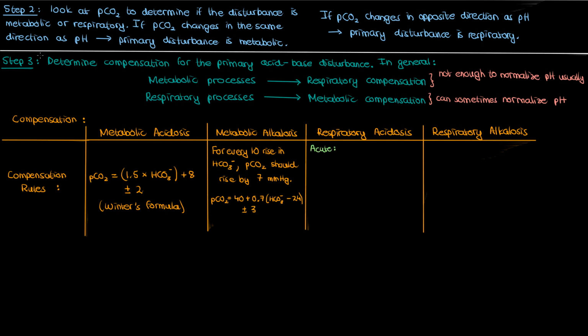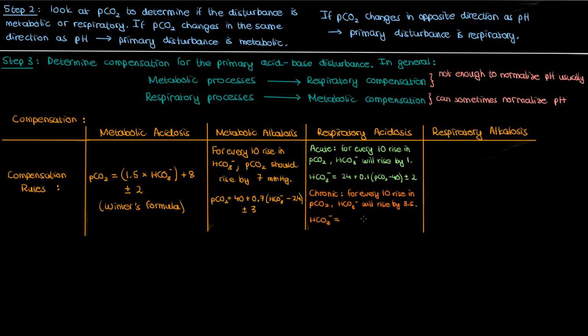Now, for respiratory acidosis, acute metabolic compensation is quite minimal. So for every 10 rise in your PCO2, your bicarb should rise by 1 from the standard 24, with a plus minus of 2. For chronic respiratory acidosis, your compensation is such that for every 10 rise in your PCO2, your bicarb should rise by 3.5, again with a plus minus of 2. I've written the 2 formulas here to express this in case you prefer formulas over verbal statements.